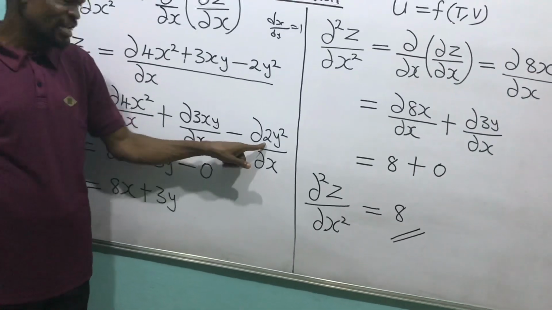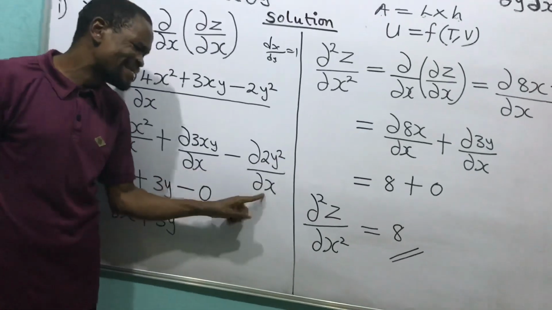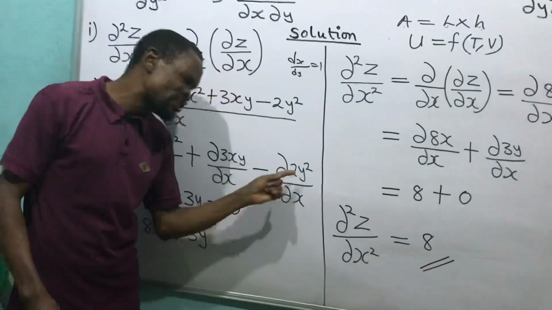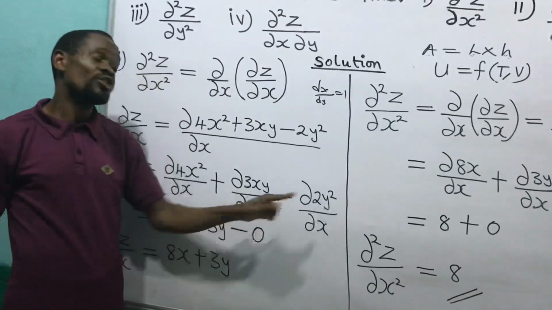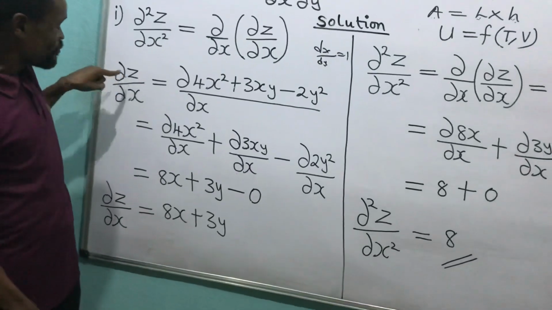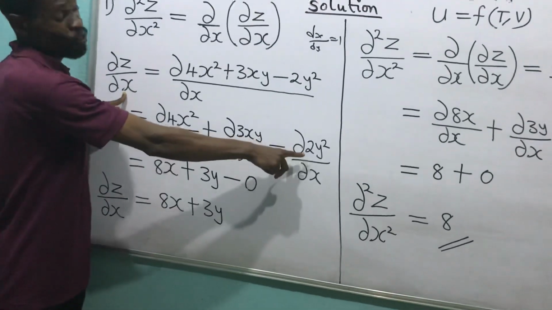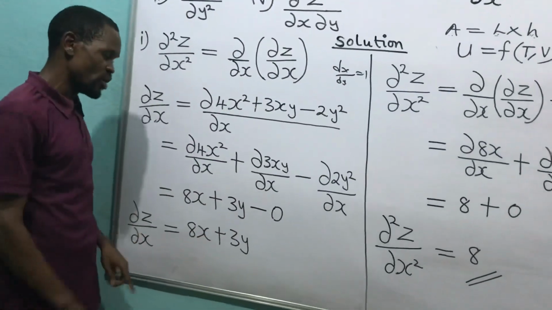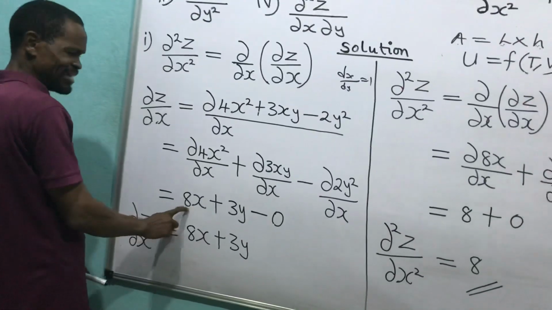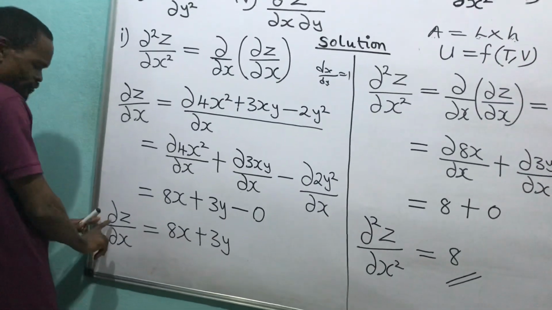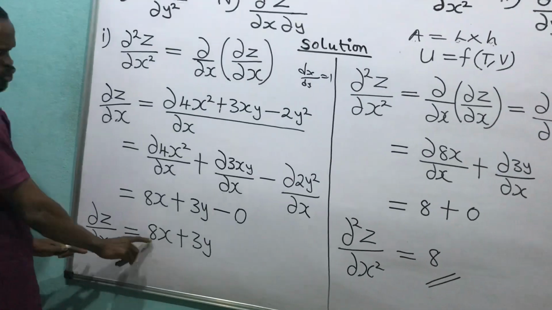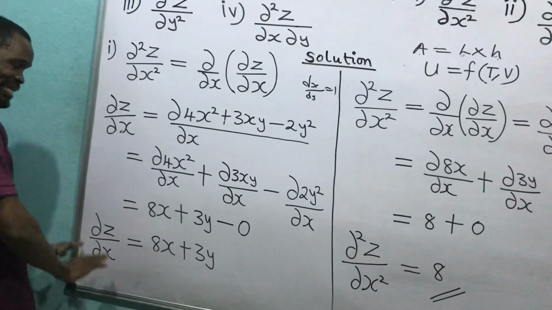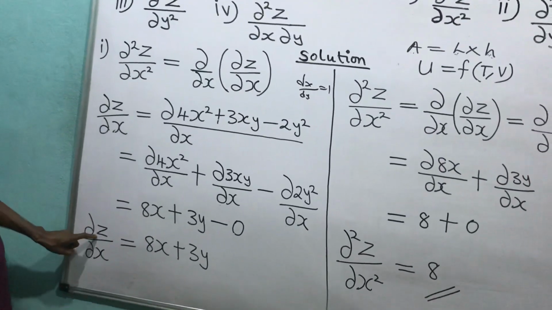Then getting to this place, I'm differentiating 2y squared with respect to x. You see that this y squared does not contain x. If I differentiate it right now, I will have 0 because it's a constant. Because I'm dealing with z, the function of z with respect to x, y squared does not contain x, and if I differentiate it, it becomes 0. As it becomes 0, I will have 8x plus 3y. Therefore, my dz/dx is equal to 8x plus 3y. That's my differentiating the function z with respect to x.